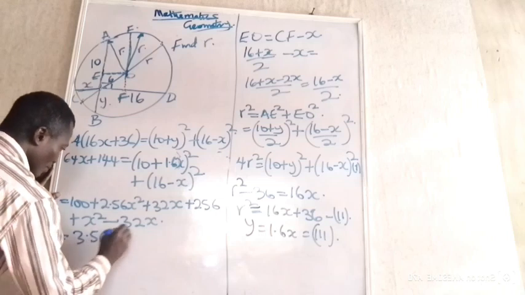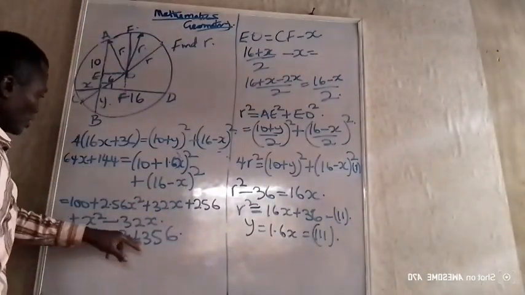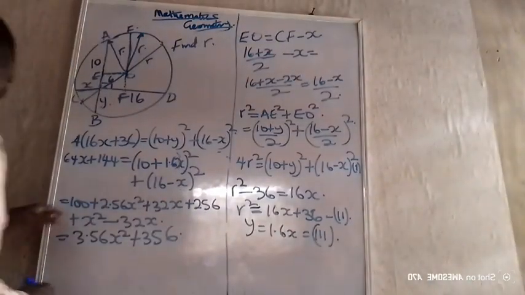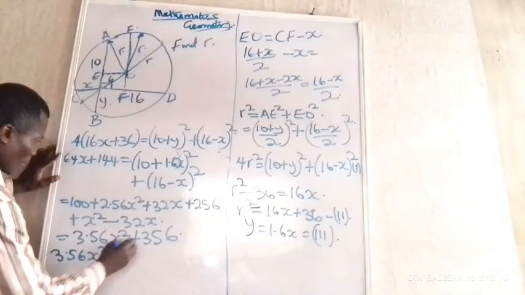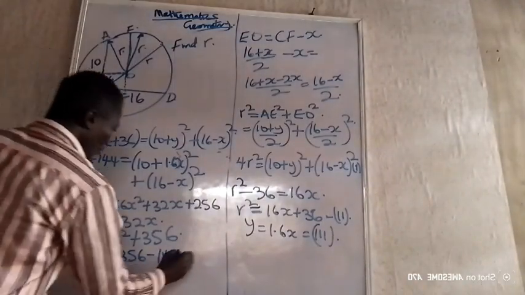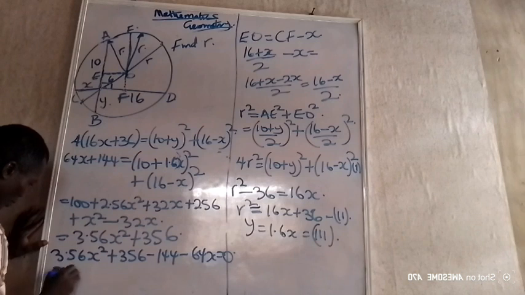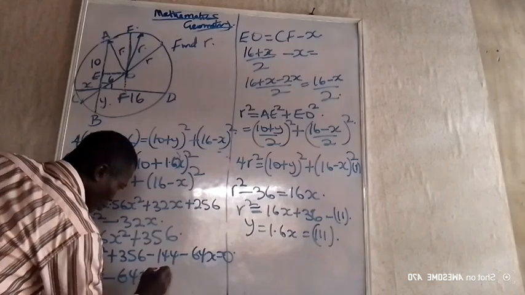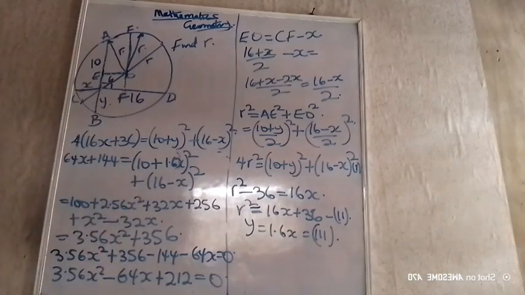Now, let it come. So this is going to give me 3.56x squared plus 356, minus 64x plus 144. So bringing this to this side, I'm going to have 3.56x squared plus 356 minus 144 minus 64x equals 0. So I have 3.56x squared minus 64x plus 212 gives me 0.